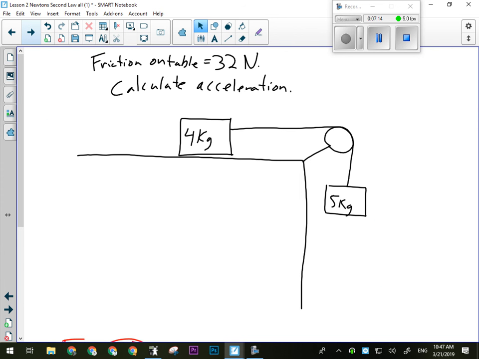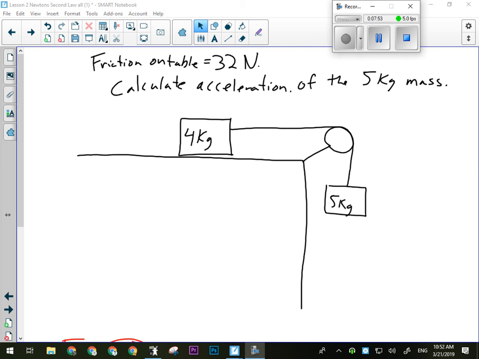Okay, we did a couple like this yesterday. System questions, okay, with pulleys. This time, I have a 5 kilogram mass hung over a pulley. I have a 4 kilogram mass connected to it over the pulley, but sitting on a table where there are 32 newtons worth of frictional force acting on the 4 kilogram mass. So I want you to calculate the acceleration of the 5 kilogram mass. Okay, we did a bunch like that yesterday, so I'll give you a few minutes on that.